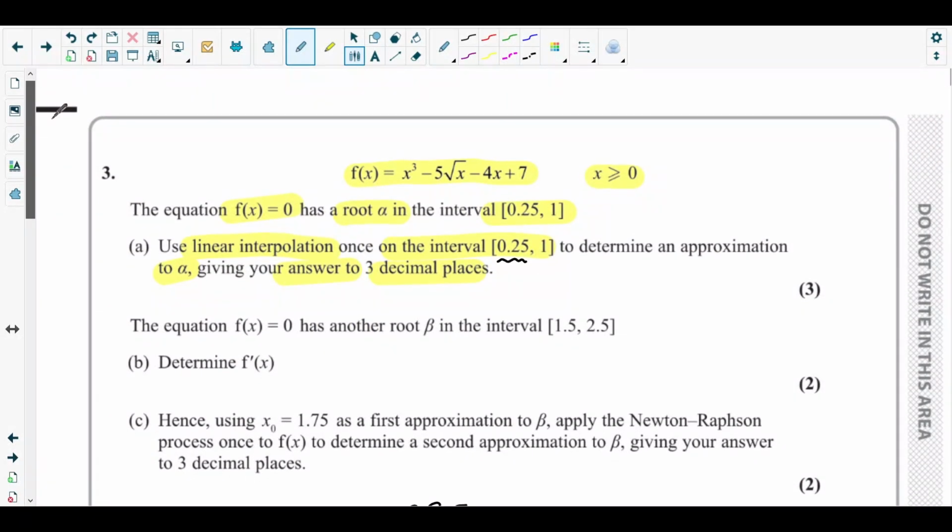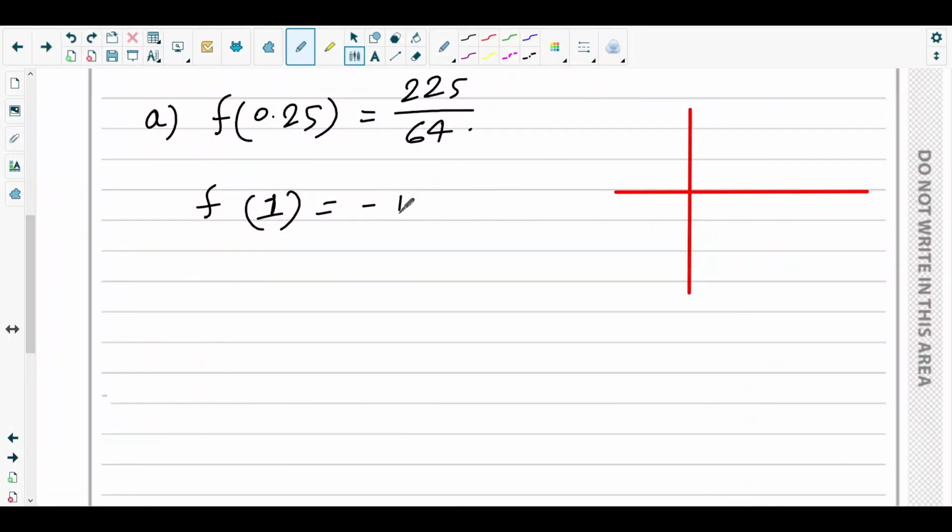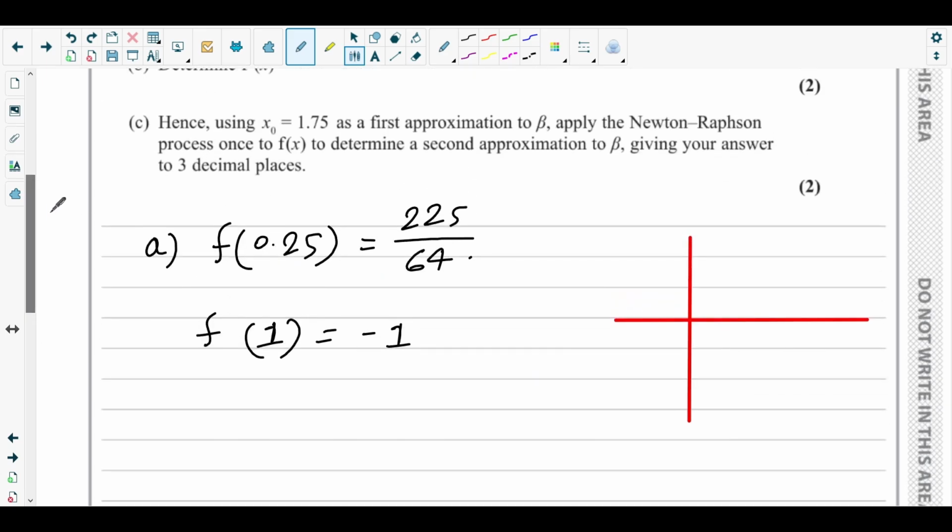And f of 1, you can calculate it: 1 minus 5 minus 4 plus 7. So 1 minus 5 minus 4 is negative 9. Negative 9 plus 7 is negative 2, and negative 2 plus 1 is basically negative 1. So f of 0.25 is 225 over 64, which is above the x-axis. This is just a sketch, so let's say this is the point. And f of 1 is negative 1, so it is below the x-axis. So basically the curve will go like this, just a sketch.